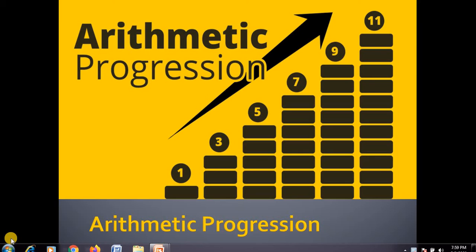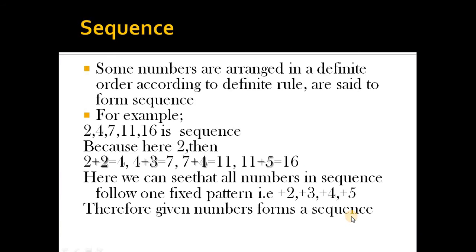As you can see on our first slide, there is a number sequence: 1, 3, 5, 7, 9, 11. This is a sequence or a progression, but is it an arithmetic progression? For this, we have to see our next slide. So here we come with the sequence. First of all, till now, we have seen this.